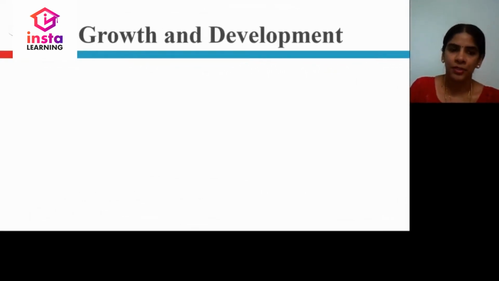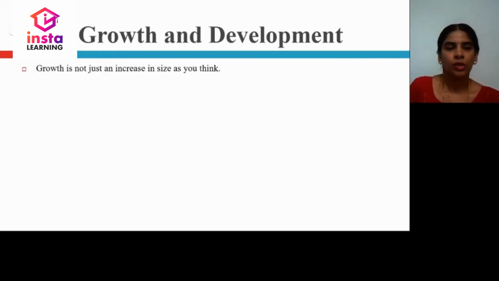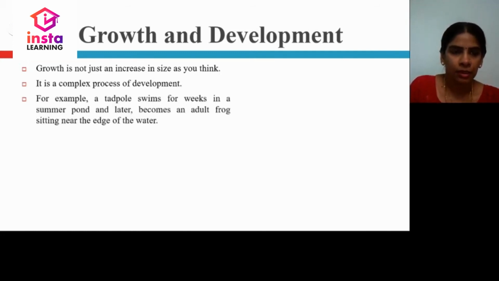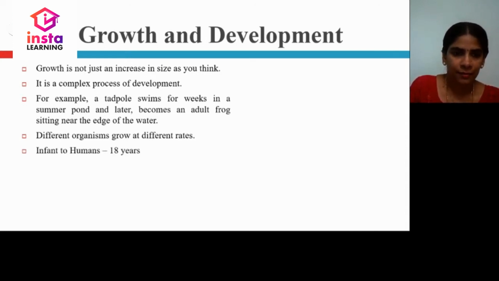Growth and development. Growth is not just an increase in size as you think. It is a complex process of development. For example, a tadpole, that is a young frog, swims for weeks in a summer pond and later becomes an adult frog sitting near the edge of the water. This means that different organisms will grow at different rates.